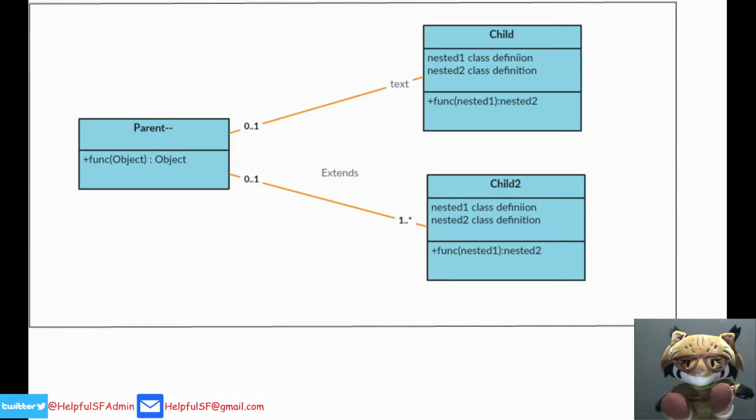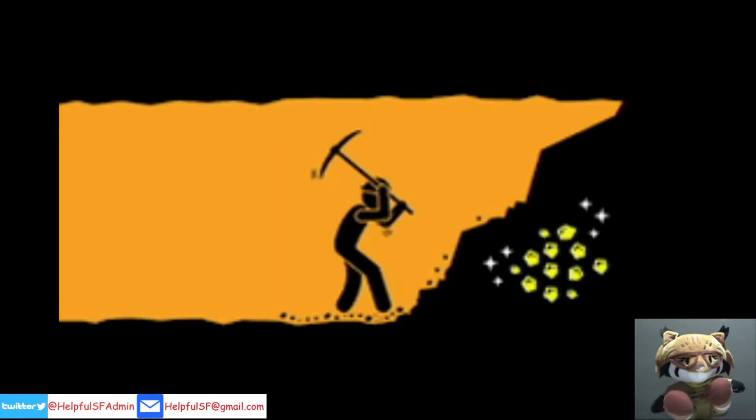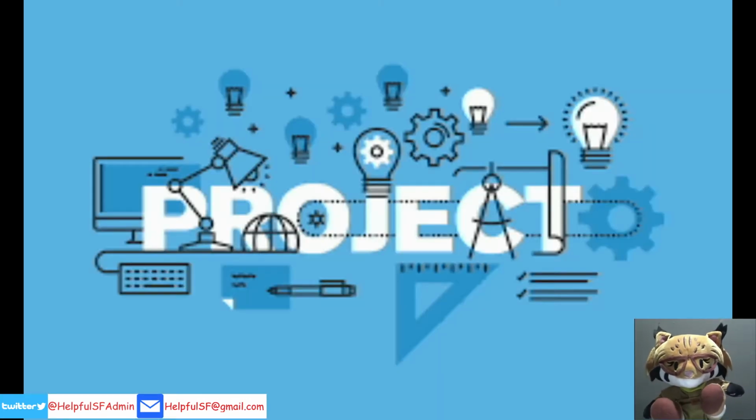The scenario. You have a parent object and a child object. Let's say it's a project and work. The project is set to start and end on specific dates, and the work takes place within those dates. Our example will be a deck in the backyard. The project is building a deck, and there are various work elements that are linked to the project.